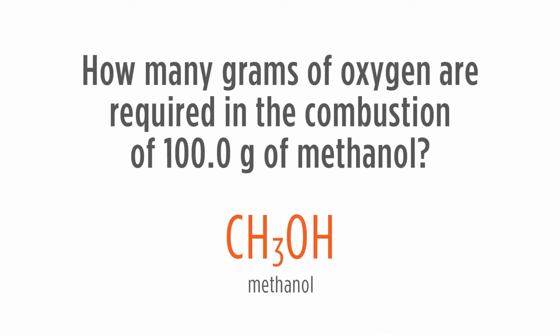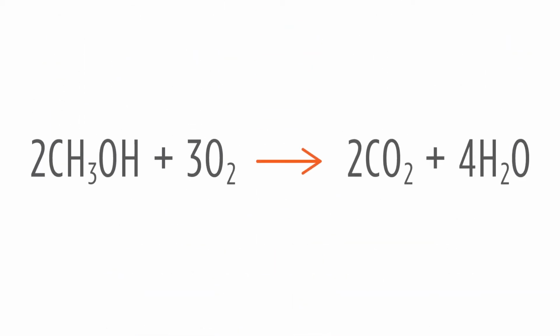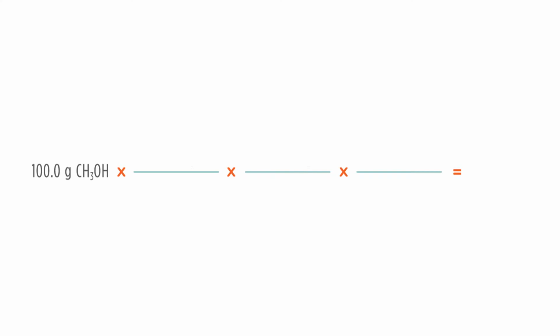How many grams of oxygen are required in the combustion of 100 grams of methanol, CH3OH? As we can see in this chemical equation, we have 2 methanols for every 3 oxygens. So if we start working the problem, we'll start with 100 grams of methanol, and we're going to have to convert that into, first, moles. So we'll use the molecular mass of methanol. So we have 1 mole of methanol over 32.04 grams of methanol. Now we'll have it in moles of methanol.